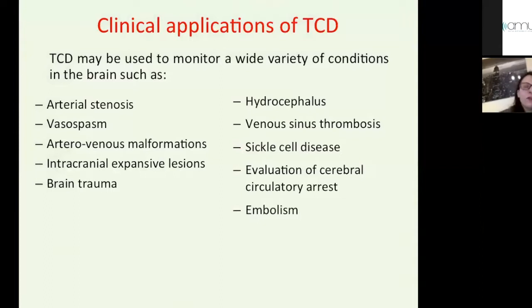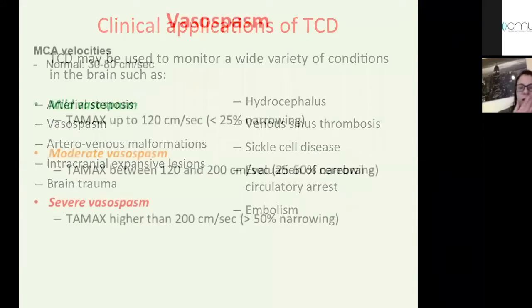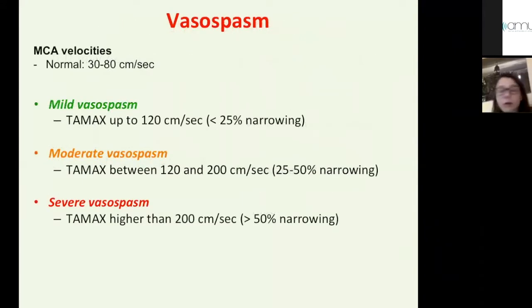But we are doctors, and we need to know how we can apply transcranial Doppler in clinical practice. So traditionally, the transcranial Doppler has been used in a wide range and variety of conditions for neurocritical care patients. It's been used for arterial stenosis, for the assessment of vasospasm, arteriovenous malformations, TBI, venous sinus thrombosis, hydrocephalus, embolism, and evaluation of cerebral circulatory arrest. So let's start from the main, and probably the most used, application of transcranial Doppler, which is vasospasm.